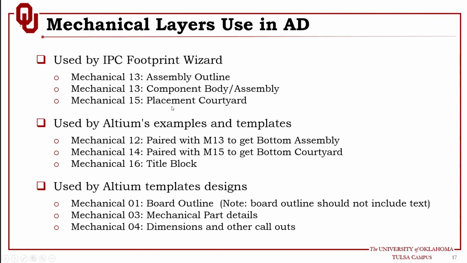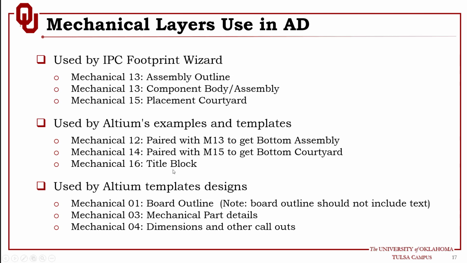Now, if you take a look at Altium examples and templates and try to extract libraries and components, they usually pair mechanical layer 12 with mechanical layer 13 to get the bottom assembly, and we will talk about layer pairing later on. This is a very useful feature. Basically, when you flip the component from the top to the bottom, you need a different mechanical layer for that. It's much easier, because when you need to print the information on the bottom layer, you need to isolate it from the information on the top layer. That's why you need two separate mechanical layers, one for the top and one for the bottom.